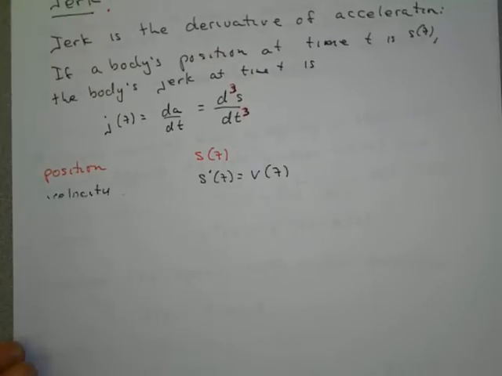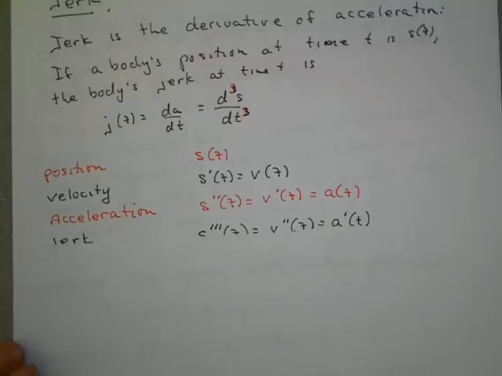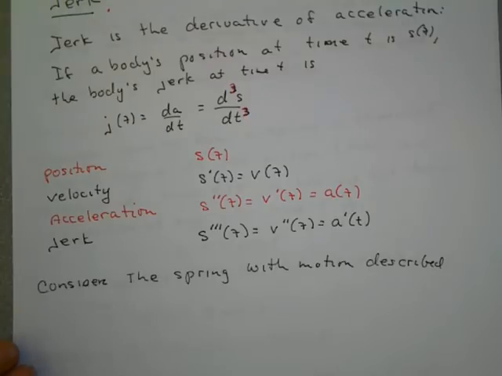We start with our position function, s of t. We take the derivative. Now we have velocity, s prime of t. We take the derivative of velocity. That's s double prime of t, which is the derivative of velocity, which we know is acceleration. How fast is our rate of change changing? And then when we take s triple prime of t, the derivative of acceleration, which is the second derivative of velocity, and the third derivative of position, that is our jerk.